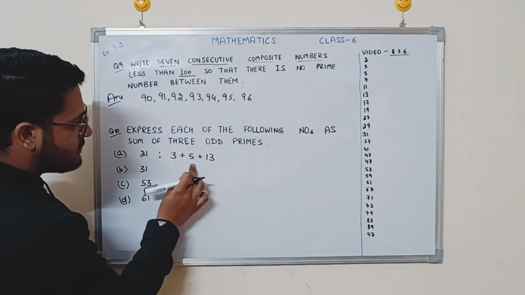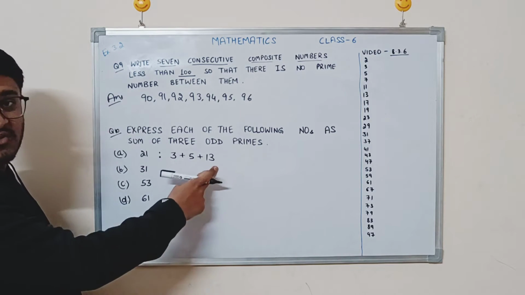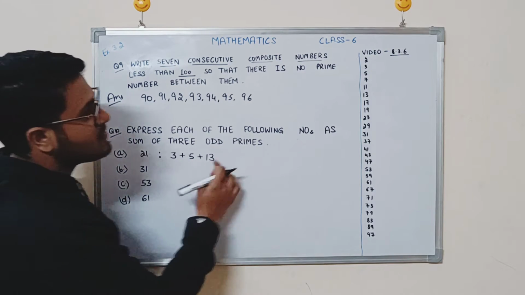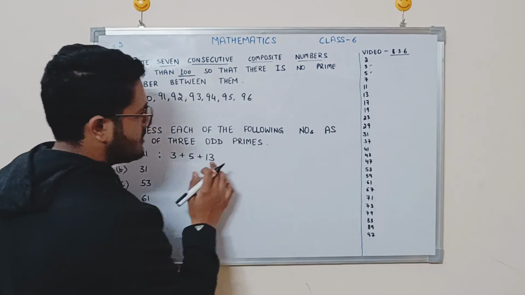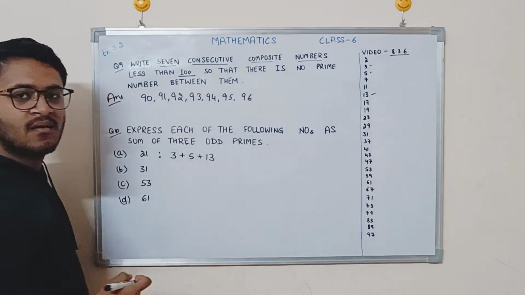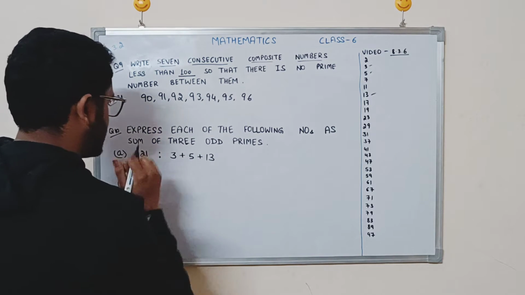Now check 3, 5 and 13. Are all these prime numbers or not? We have 3, we have 5, and we have 13. Yes. So we are done with this example.